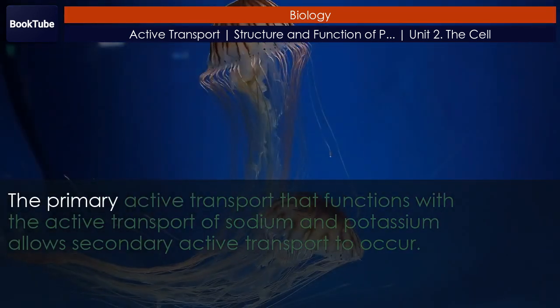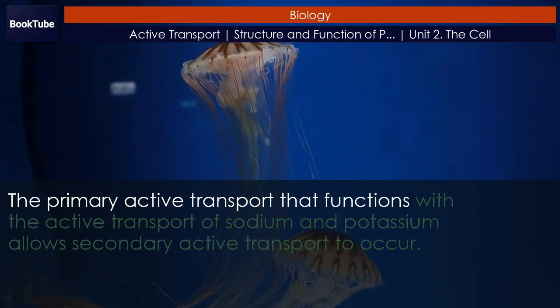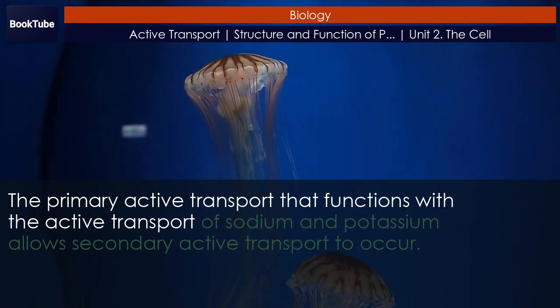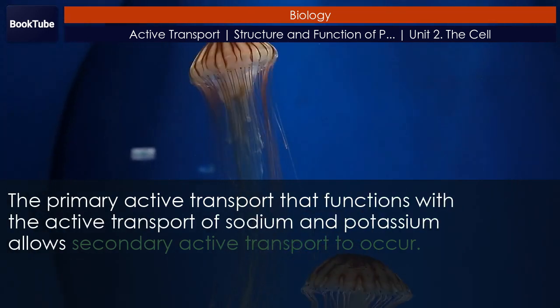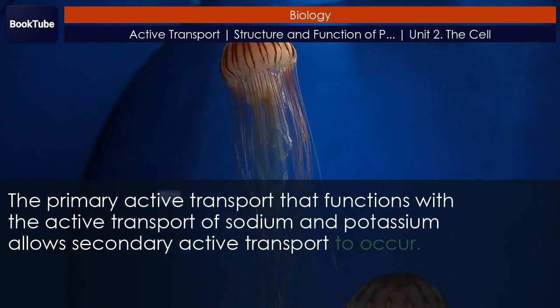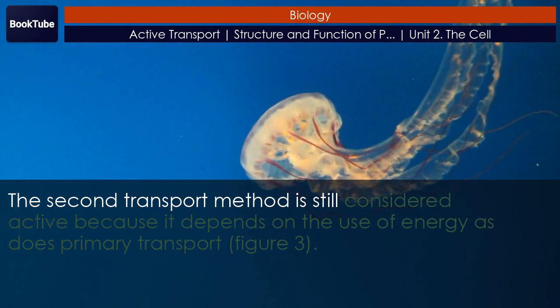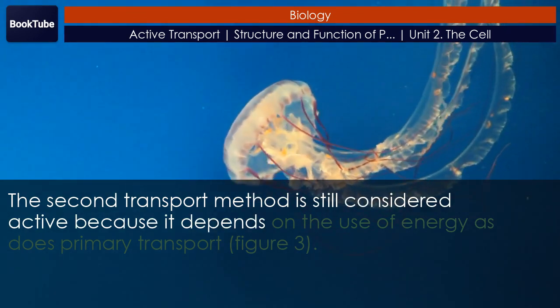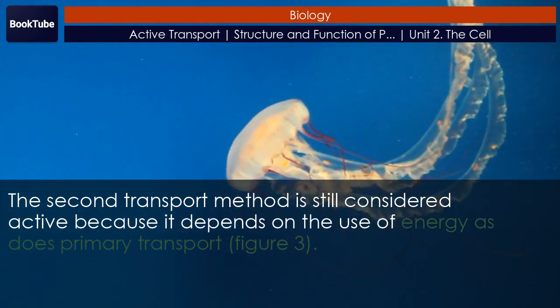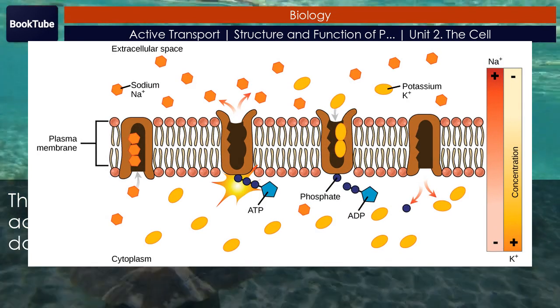Primary active transport. The primary active transport that functions with the active transport of sodium and potassium allows secondary active transport to occur. The second transport method is still considered active because it depends on the use of energy, as does primary transport. Figure 3.